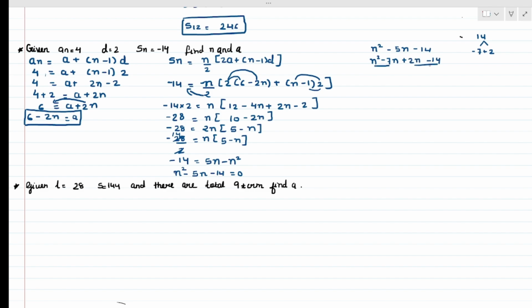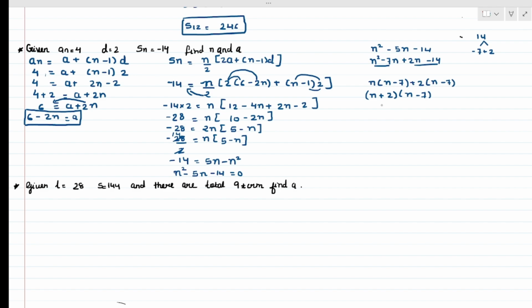Now take out common. So in this case, my n is common, so n minus 7. And in this case, my 2 is common, so plus 2 is common and minus 7. As we studied earlier, for factorization the rule is that these two brackets should be equal. Are they equal? Yes, they are equal. So your sums become n plus 2 and n minus 7.